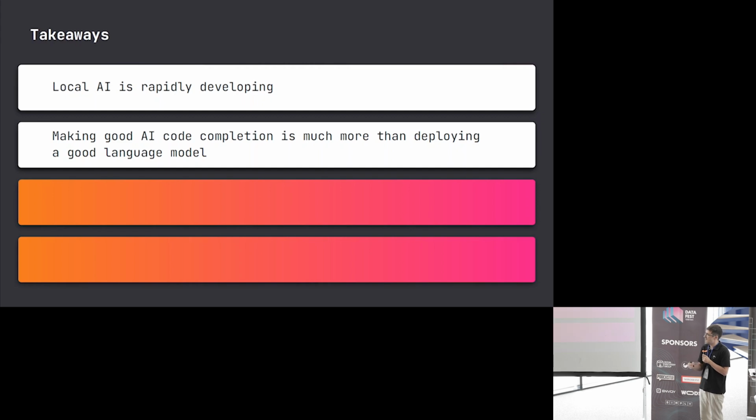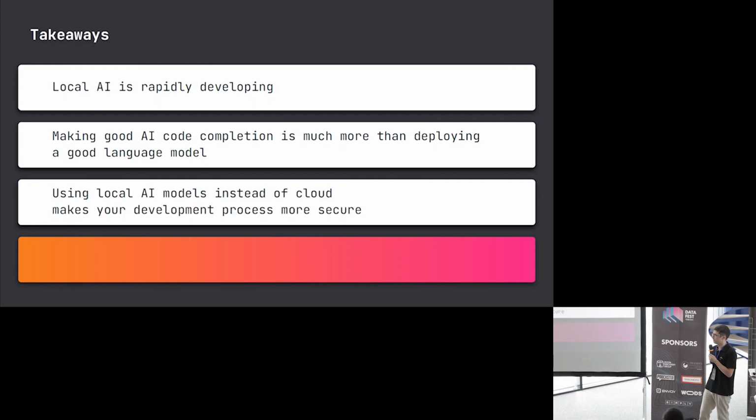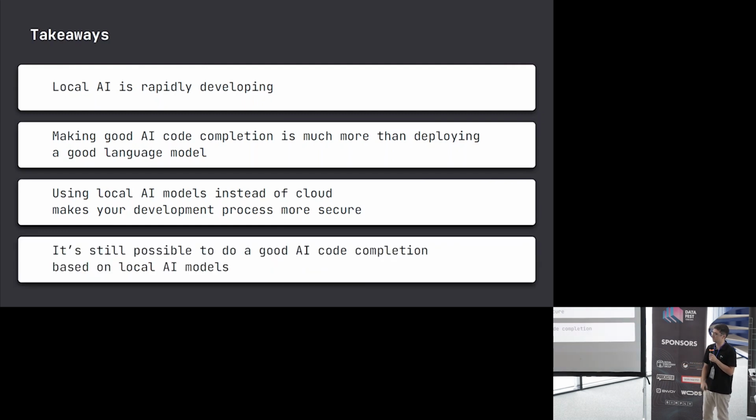Making good AI code completion, hope I convinced you in that, is much more than just deploying a good language model. Although a good language model is an absolute prerequisite for good AI code completion. Using local AI models instead of cloud makes your development process more secure. And it is still possible to do good AI code completion based on local AI models. You can try it out in JetBrains IDEs.